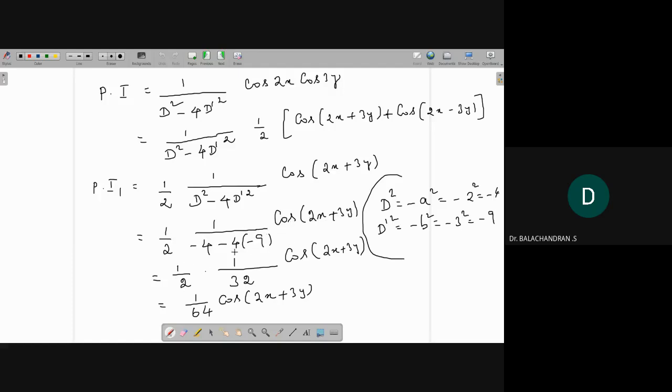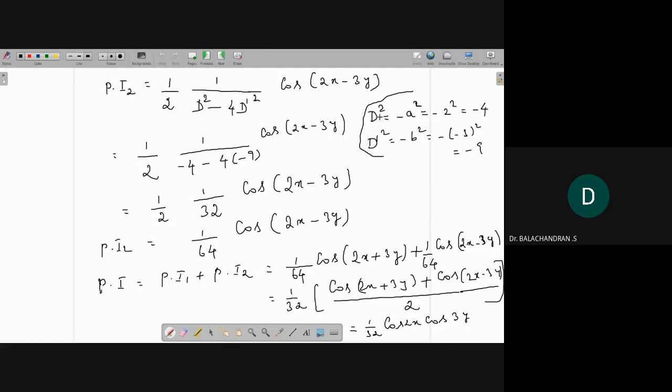So 1 by 2, here this is what? 36 minus 4, so 1 by 32 into cos of 2x plus 3y. So 1 by 64 into cos of 2x plus 3y. Okay, now PI2. The only difference is what? Here minus.